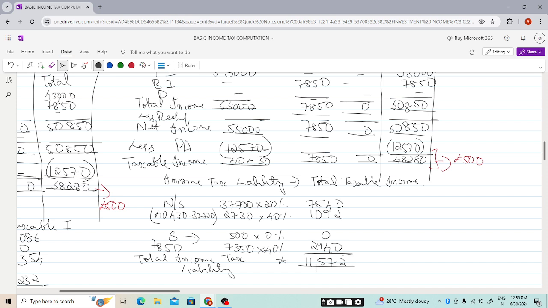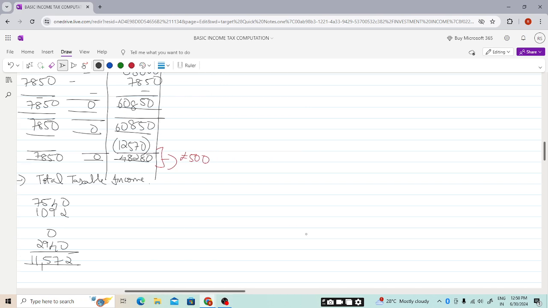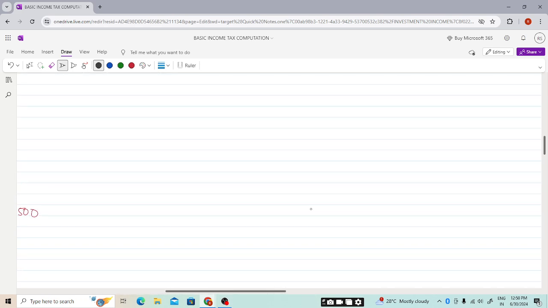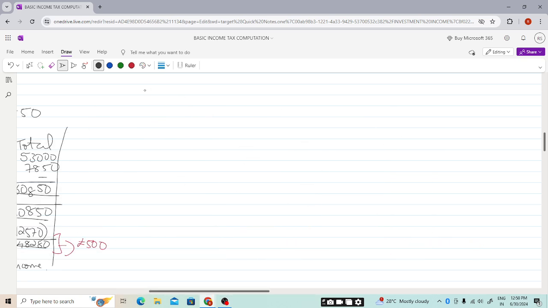Clear with this, students? So now we will be solving a further question, so that you will have a good idea of how our personal allowance gets tapered in this case. C part. In the C part, our trading income will be 145,000 pounds. Bank interest will be 7,850 pounds. Clear with this?